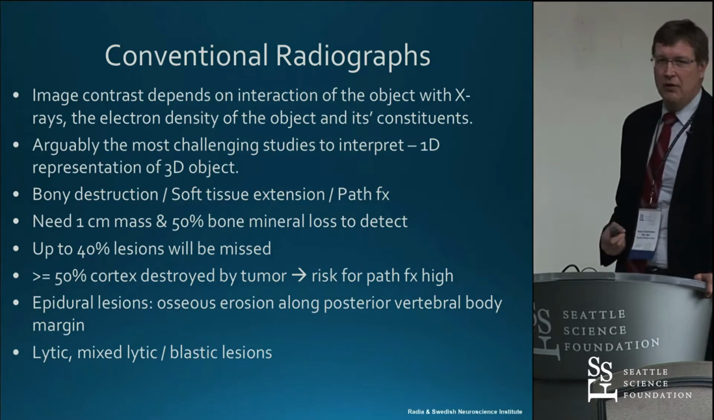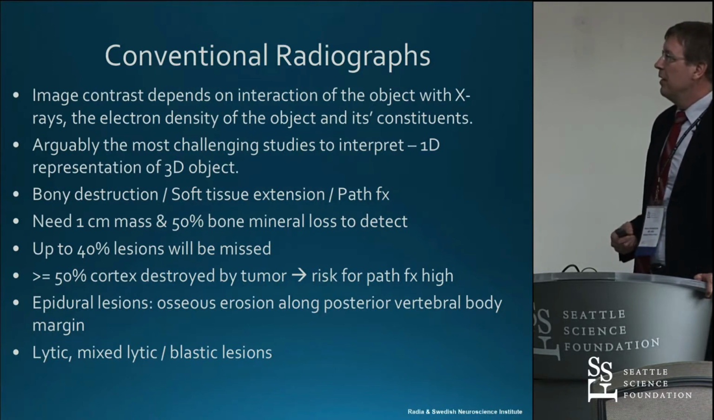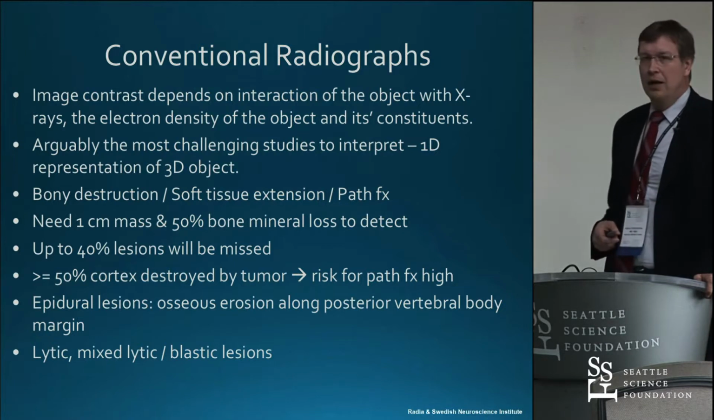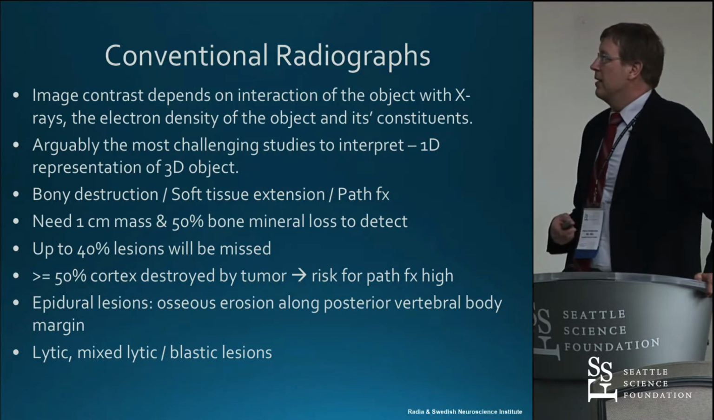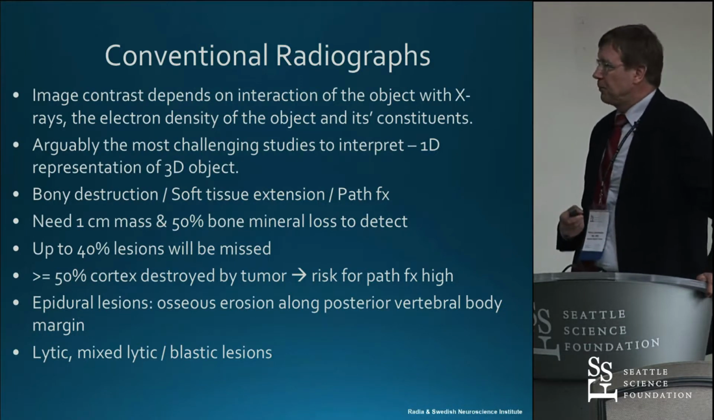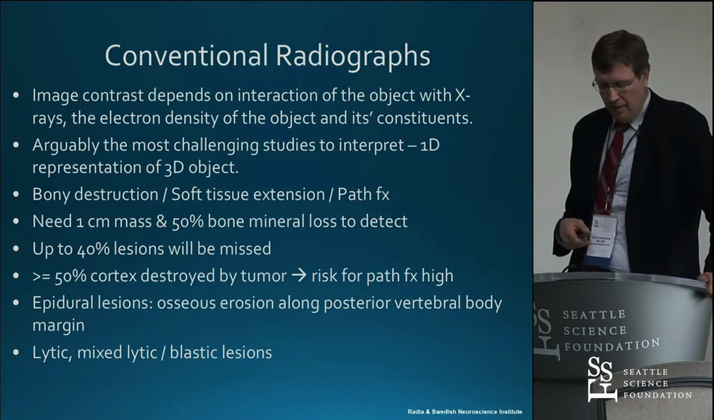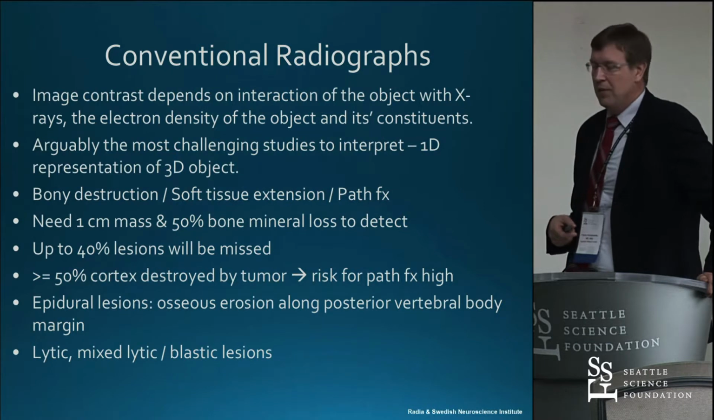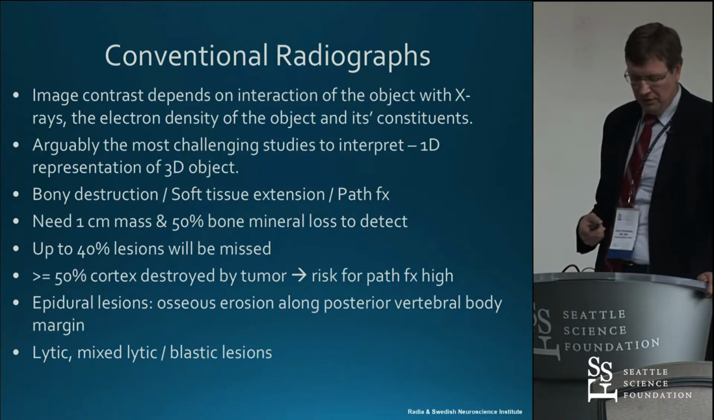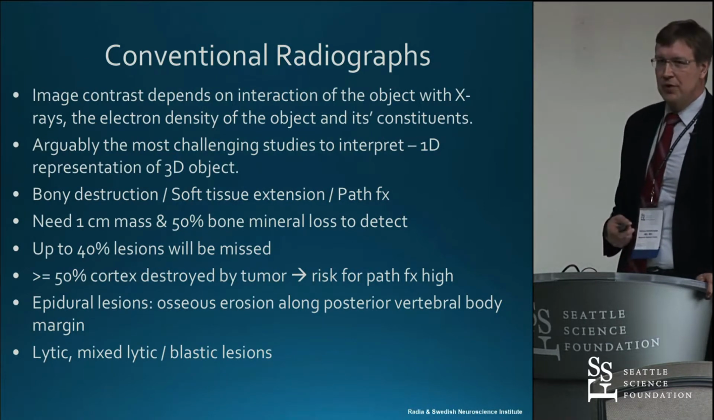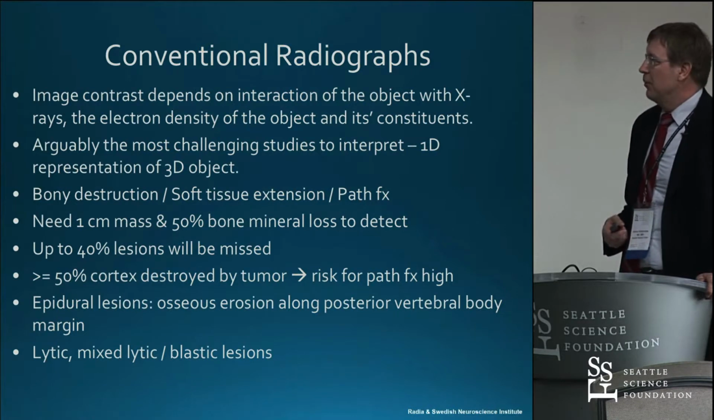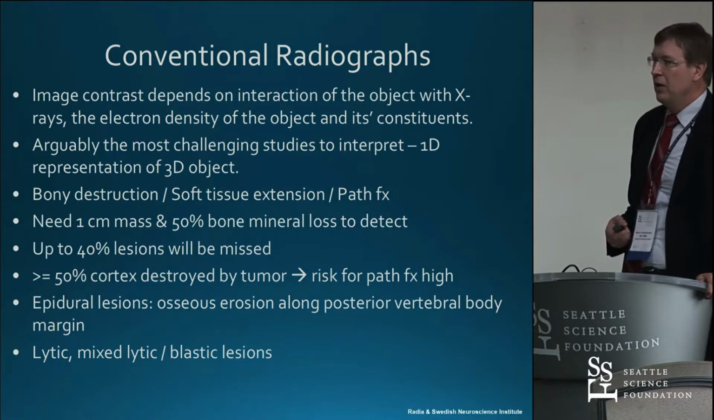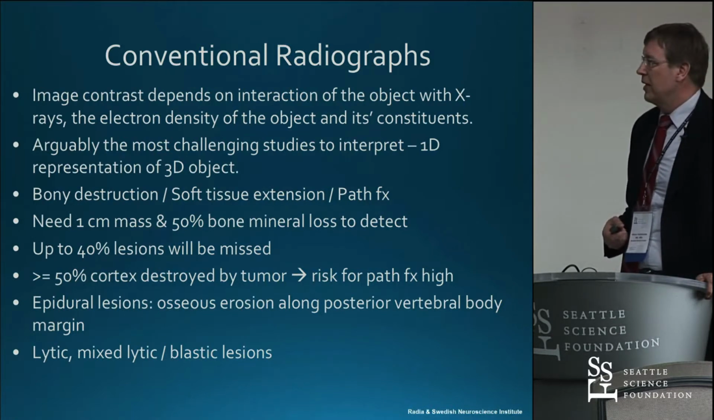Of course, the image contrast here depends on X-rays and is based on the electron density of the object we hit and its constituents. While this is the most basic, the oldest, cheapest study, it's probably the hardest to interpret because we basically reduce 3D objects into two dimensions. And we're primarily looking at the bony structures when we talk about X-rays.